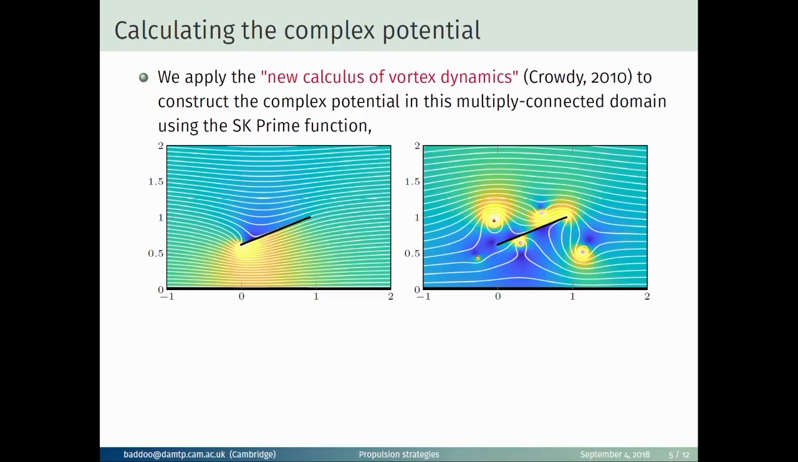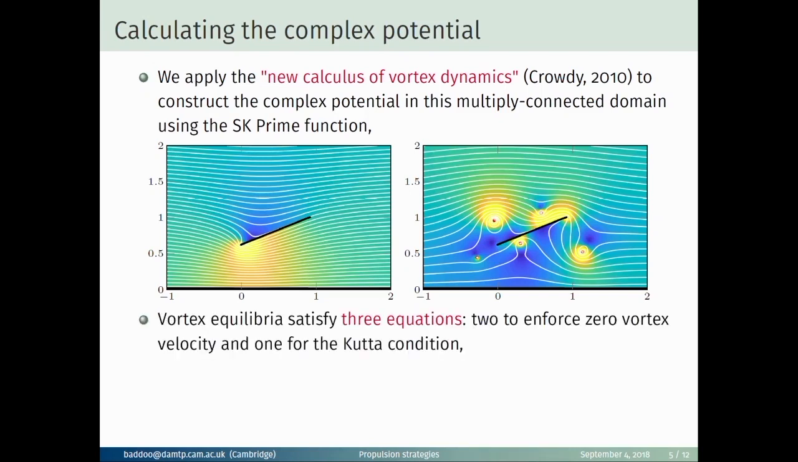And then on the right-hand side, we've introduced some point vortices into the flow. But if these vortices are to be in equilibrium, then they need to satisfy three equations. Firstly, the velocity in both the horizontal and vertical directions needs to be 0. And secondly, they have an equation for the cut condition. But we have four unknowns.